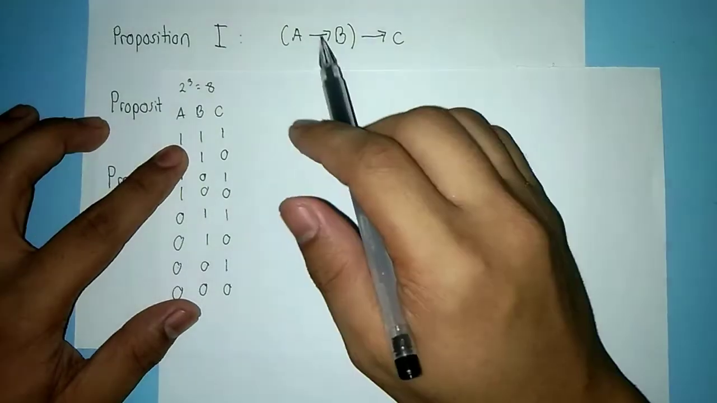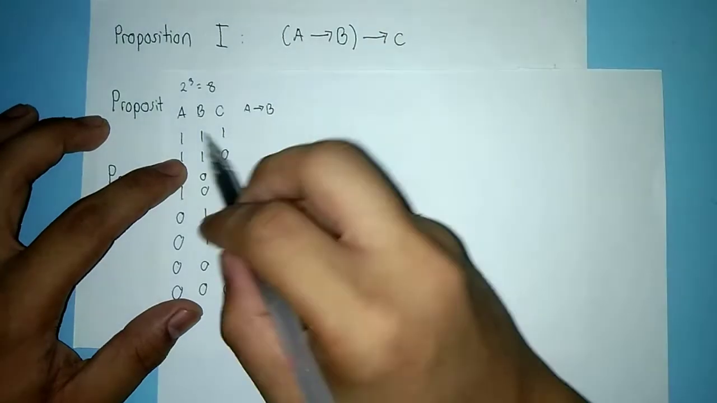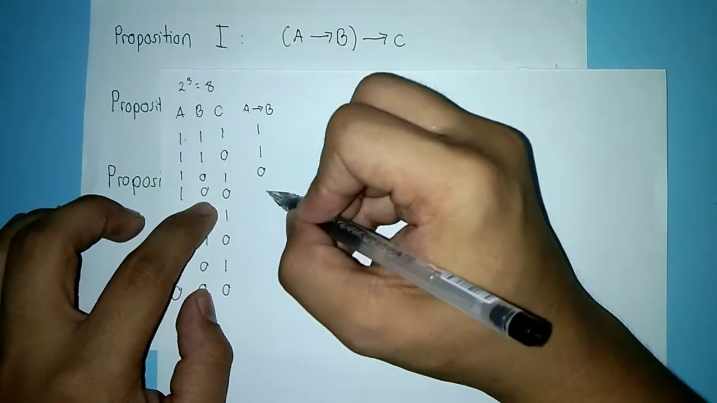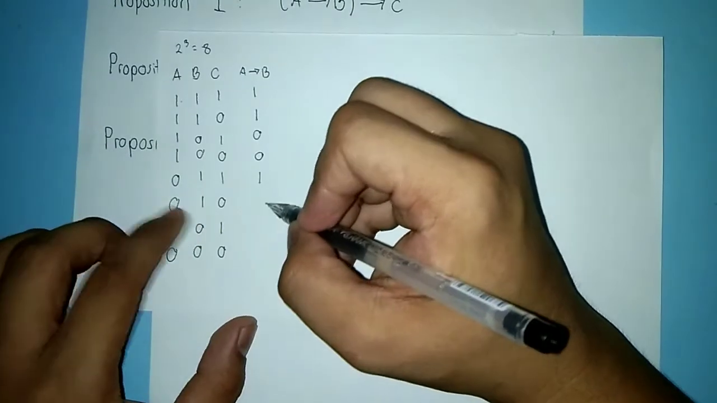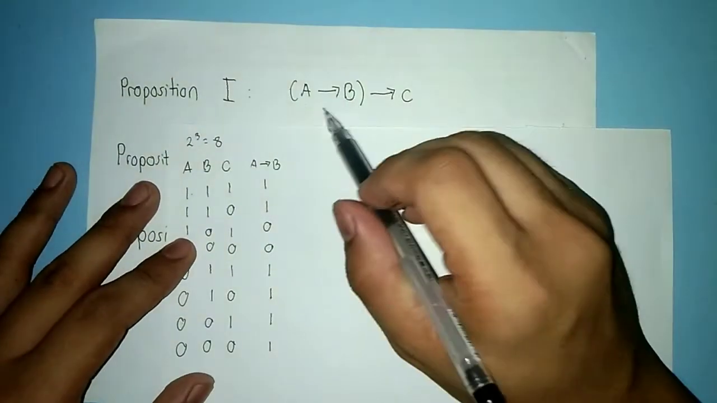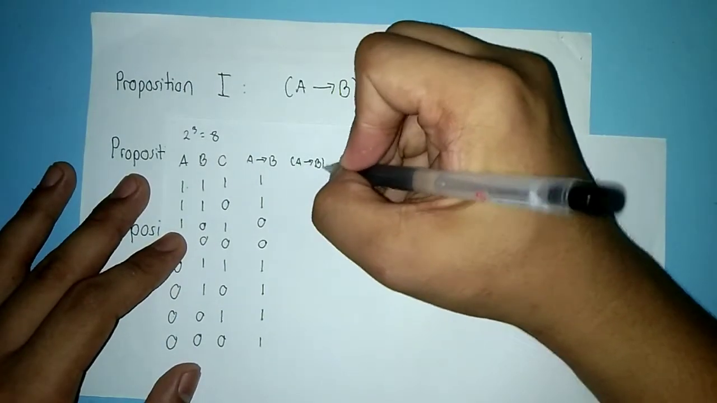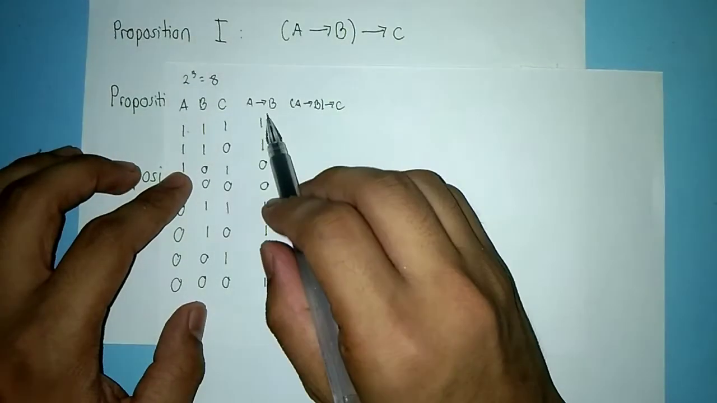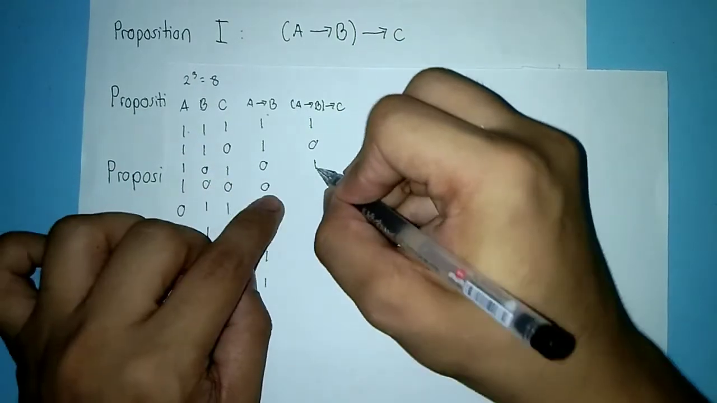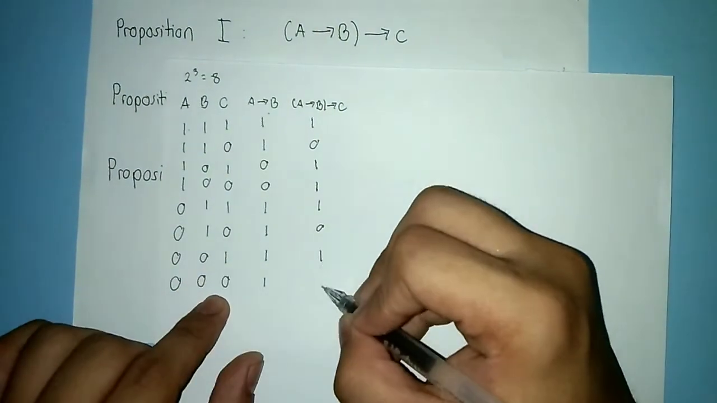For proposition 1, let's start inside with A implies B. So A implies B: 1 implies 1, 1 implies 1, 1 implies 0, 1 implies 0, 0 implies 1, 0 implies 1, 0 implies 0, and 0 implies 0. So next, let's have A implies B, quantity implies C. So this implies C: 1 implies 1, 1 implies 0, 0 implies 1, 0 implies 0, 1 implies 1, 1 implies 0, 1 implies 1, 1 implies 0.